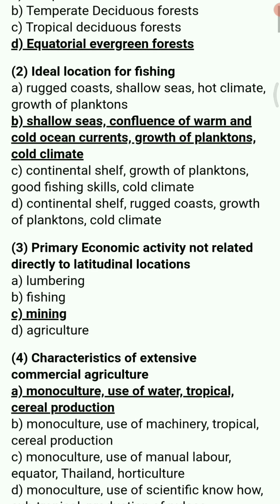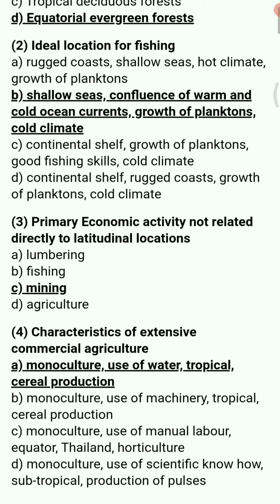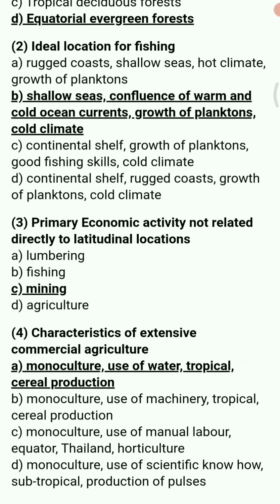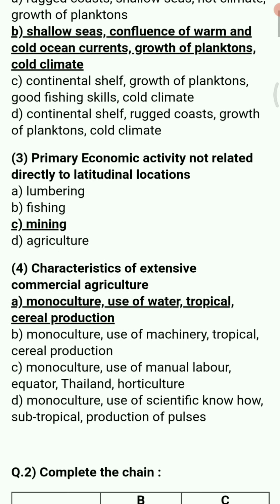Next question, ideal location of fish. Which is the ideal location of fish? We all are aware that the fishes are always available at the continental shelf. Now the continental shelf should be shallow, the seas which are shallow, where sun rays reach till them, and because of that photosynthesis activity is carried out. There is growth of planktons in those places, and there should be a confluence of warm and cold currents. So option B is the correct answer.